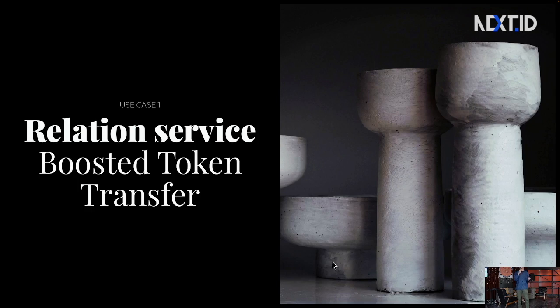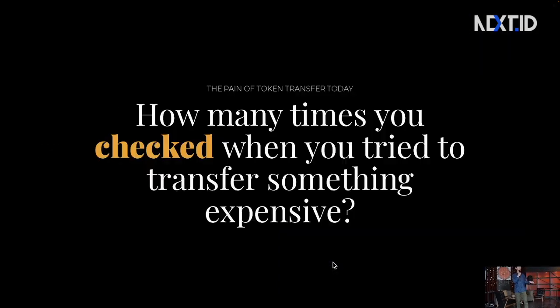Okay. So first one: RelationService boost token transfer. We're going to start with a question. Compared to when you're making a transfer in Web2, like Venmo, PayPal, Zelle, doesn't matter what you use, how many times do you check when you try to transfer something in Web3? Any guesses? How many times do you usually check the address, tokens, whatever?